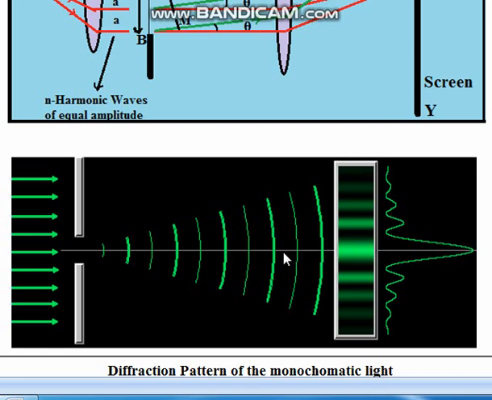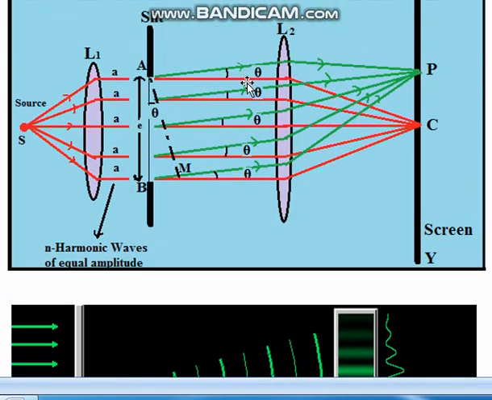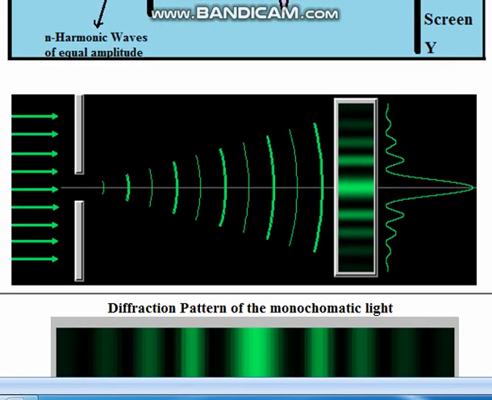Here in front of the slit, this is the line of experiment. Here theta is equal to 0. What is theta? Theta is this angle. Theta is equal to 0 when we are talking about the direction of the experiment. In front of the slit we obtain a bright band.